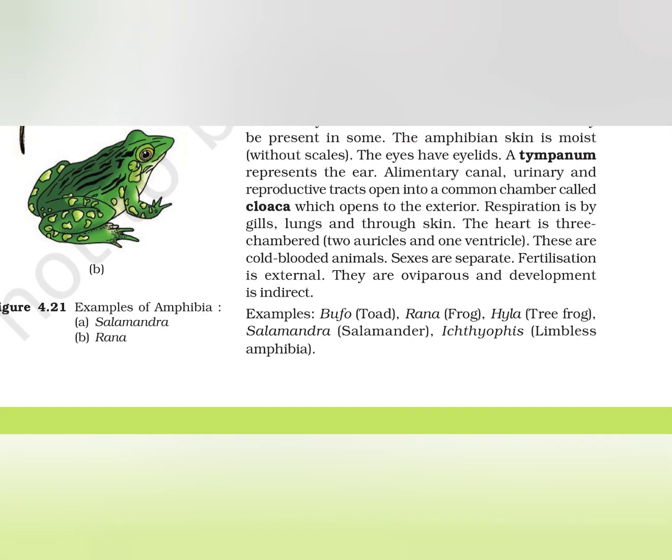The heart is three-chambered, two auricles and one ventricle. These are cold-blooded animals. Sexes are separate. Fertilization is external. They are oviparous and development is indirect. Example: Bufo, toad; Rana, frog; Hyla, tree frog; Salamandra, salamander; Ichthyophis, limbless amphibia.